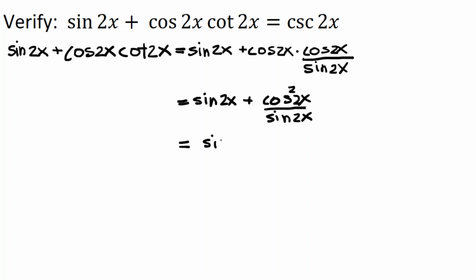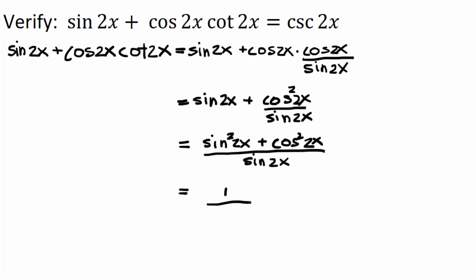So I'm going to get sine squared 2x plus cosine squared 2x, and it's all going to be over sine 2x. And you'll remember, of course, that sine squared theta plus cosine squared theta equals 1. That's one of our fundamental trig identities. So this becomes 1 over sine 2x. And that, of course, by the definition, is the cosecant of 2x. And there it is. I've shown what I wanted to show.